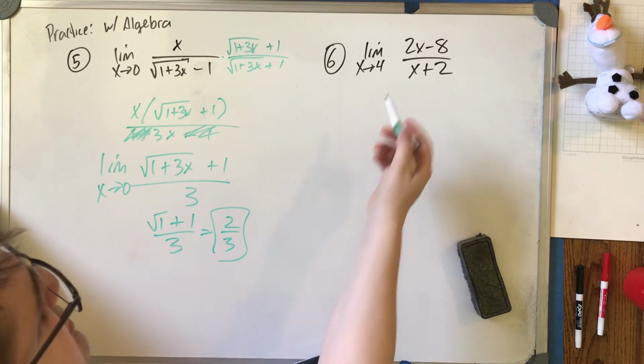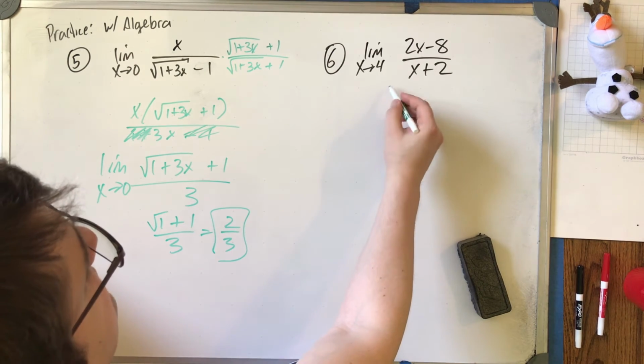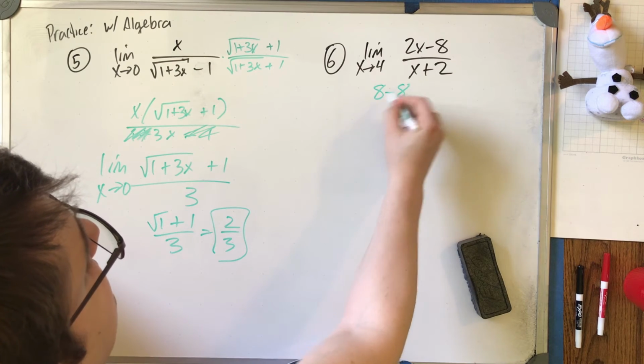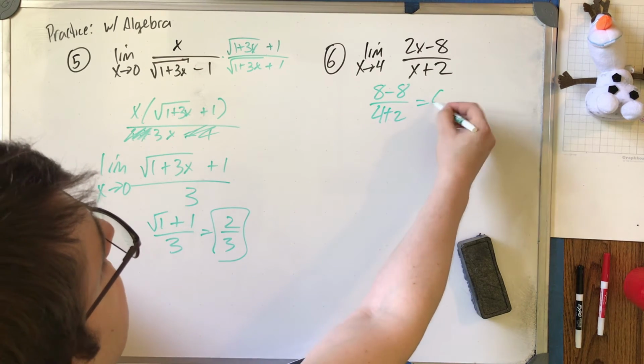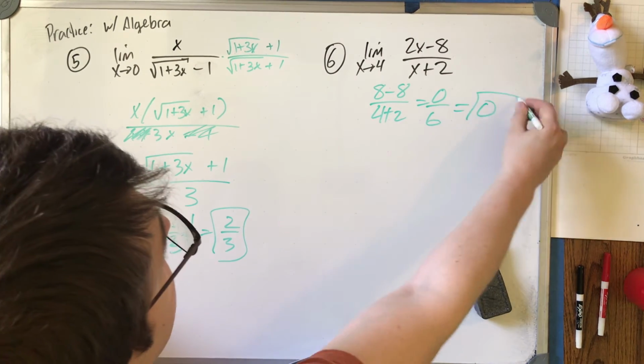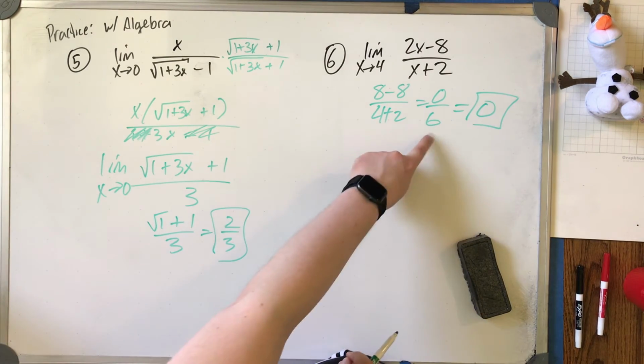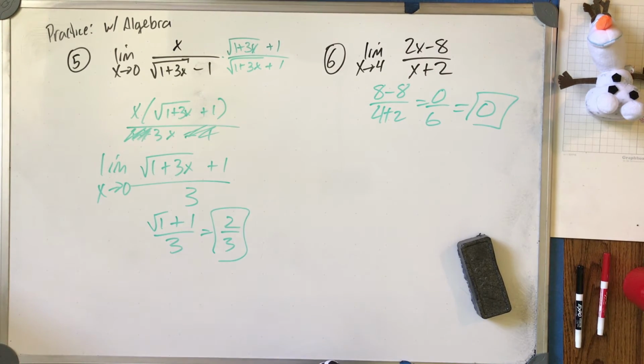Over here, if I try to direct substitute, I'm going to end up with 8 minus 8 over 4 plus 2, so that's 0 over 6, which is 0. So this works. It's only when the bottom equals 0 that we can't direct substitute.